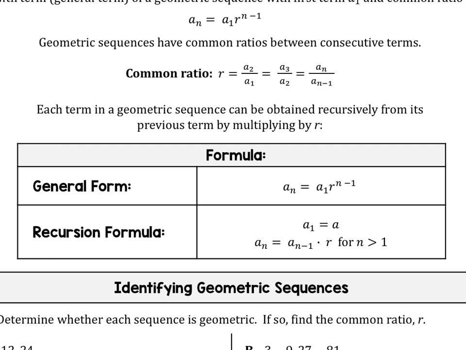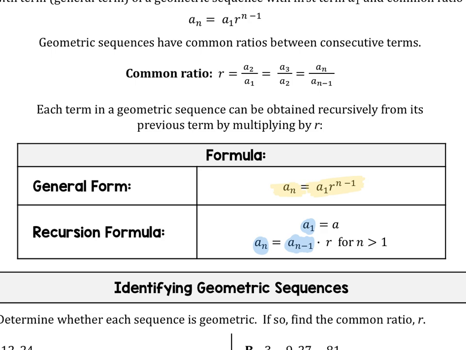So our general form, we have a sub n is found by taking the first term, which is a sub 1, and then multiplying it by the r n minus 1 times. Since it's repeated multiplication, that shows up as exponential. And then you've got your recursion formula where you always have to say whatever the first term is, and then you say every other number after that, a sub n, would be a sub n minus 1, the number in front of it, times your r. And of course, n has got to be greater than 1.